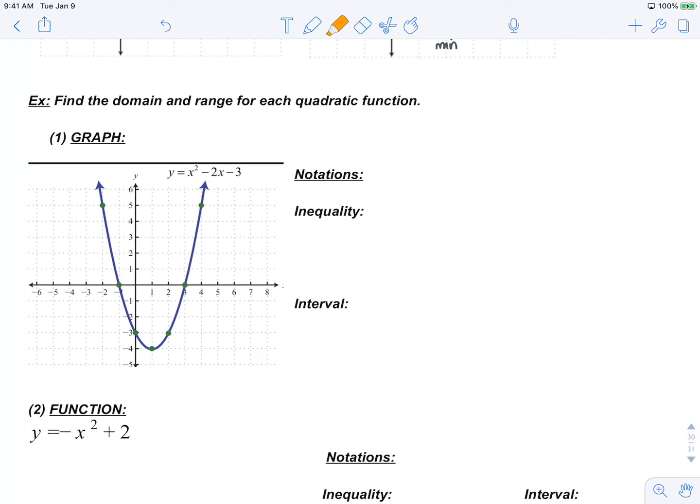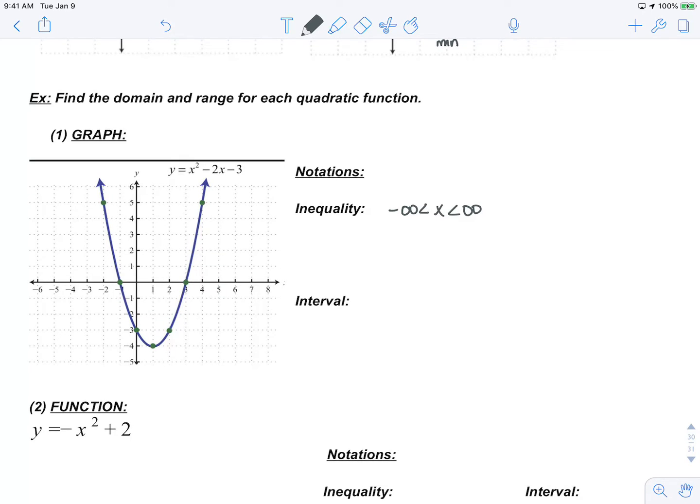So here's our next example. Once again, in inequality notation, x is between negative infinity and infinity. Now, since this opens up, this is our minimum. Here, the y value is -4. So -4 is less than or equal to y, which is less than infinity. So this is our domain and range.